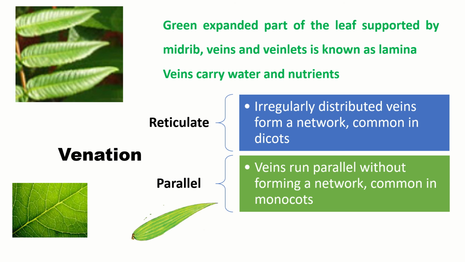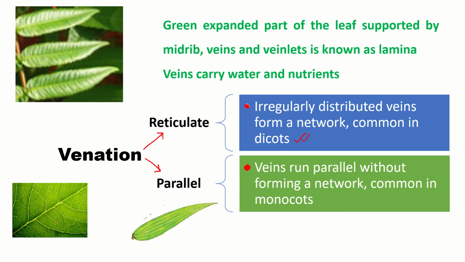All right. Now coming to reticulate and parallel venation. Reticulate is one type and the other is parallel venation. In reticulate venation, what do we get to see? Let's see. Irregularly distributed veins form a network and this is commonly found in dicots. In parallel venation, what can we see over here? Let's see. Veins are running parallelly over here without forming a network.